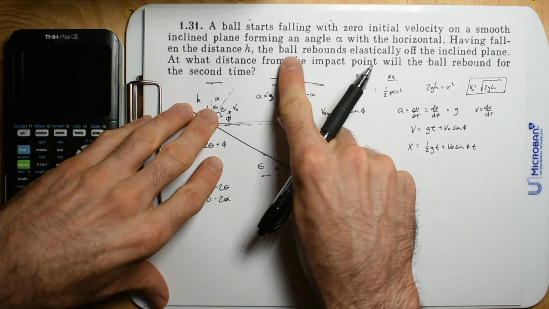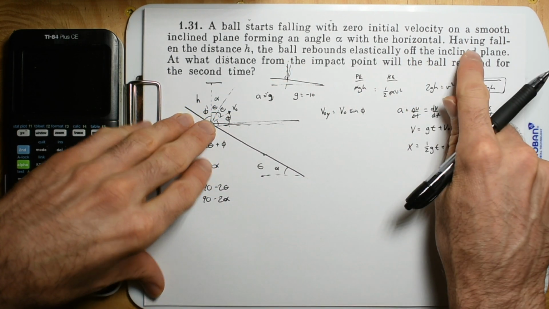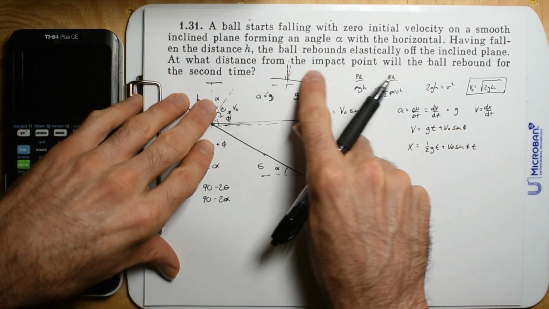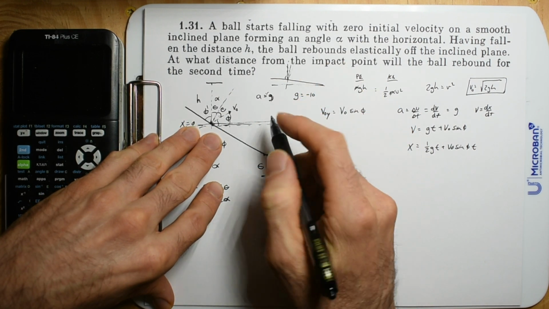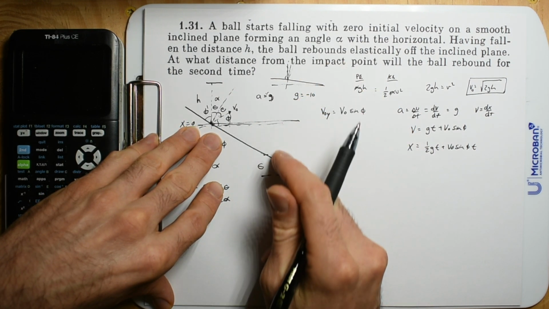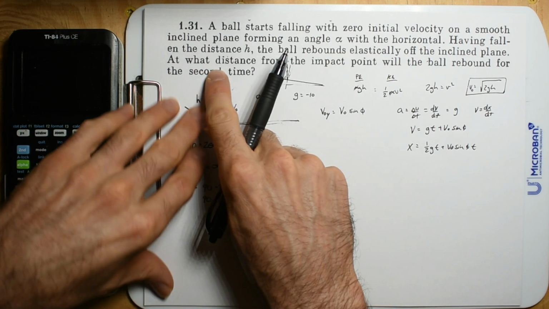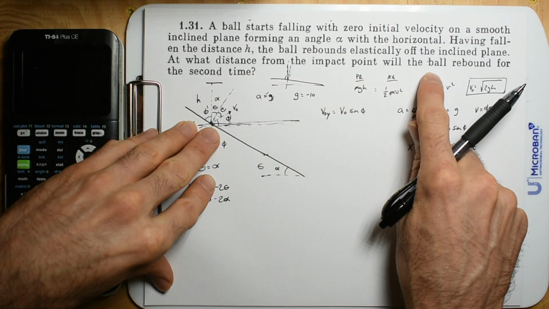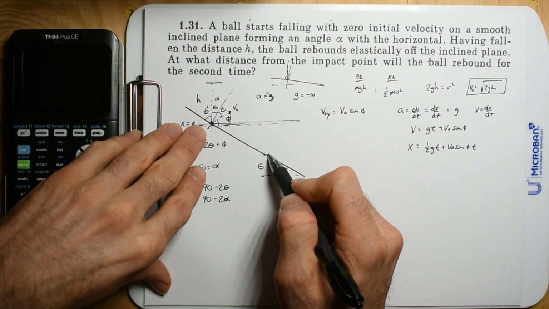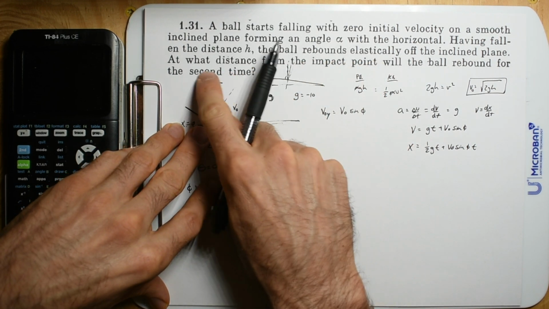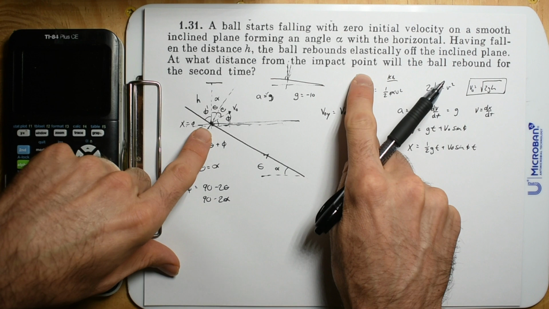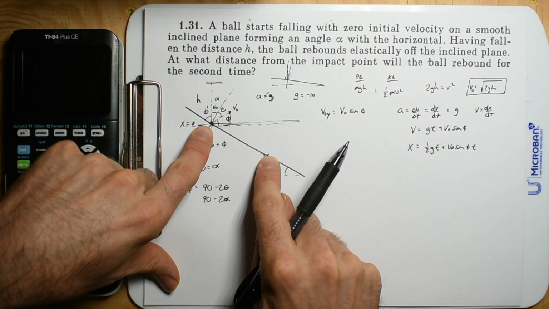All right, so it says once it bounces, at what distance from the impact point will the ball bounce a second time? It really should say at what angle, too, that would be fascinating. But at what distance from the impact point? I think they want distance down the slope, but it doesn't really say.